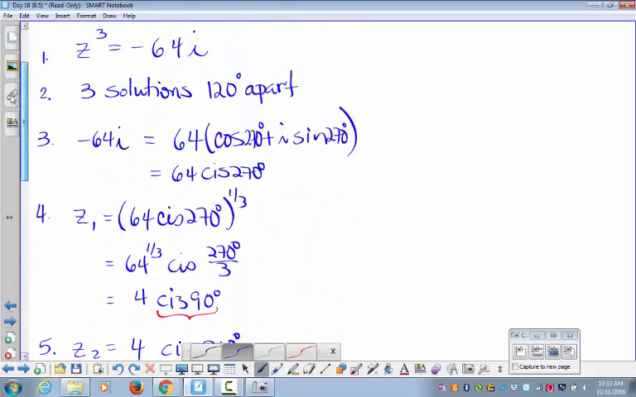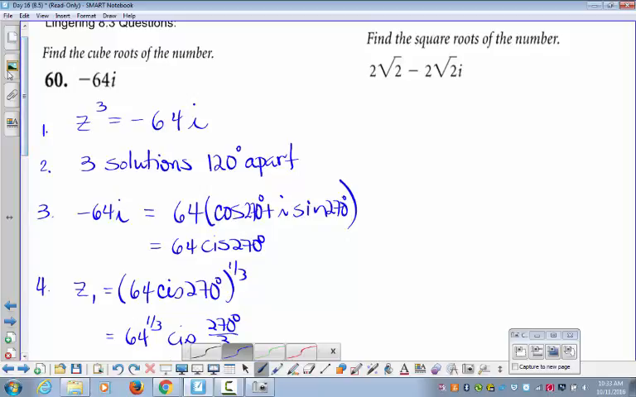All right, let's do one more of these. So square roots of that number. You guys go ahead and try that one. The square roots of that complex number.